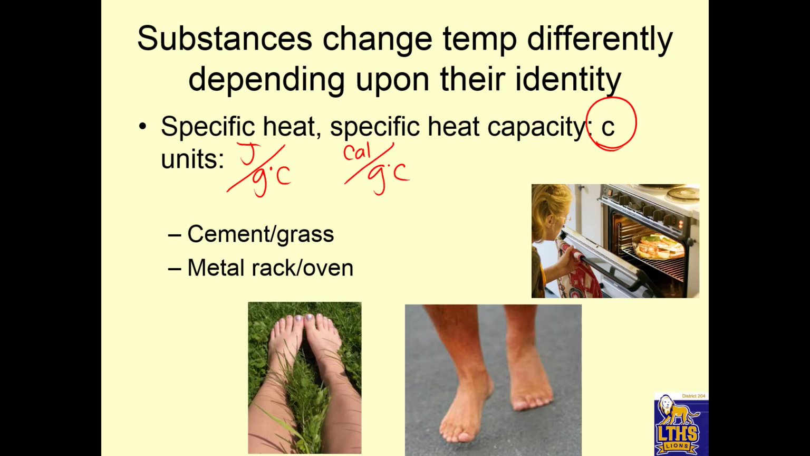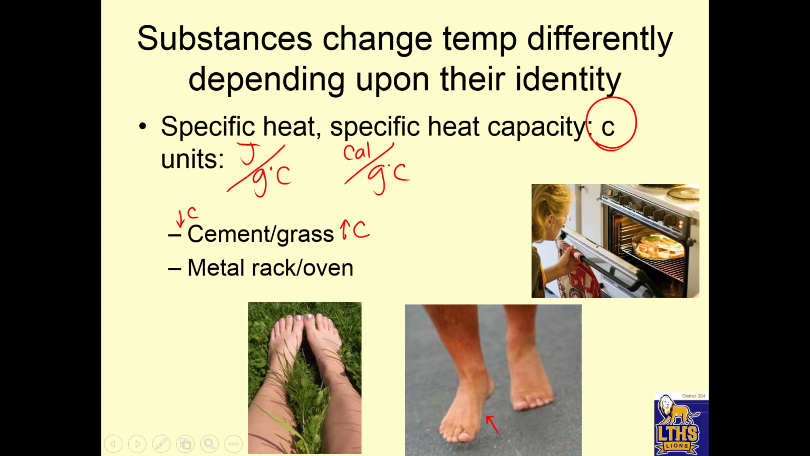If you're standing in the summer on the cement or the grass, which one feels hotter? Well, it's the cement, because the cement transfers its heat more quickly into you. Cement has a lower specific heat, grass has a higher specific heat. So a high specific heat means it transfers heat slowly, so it would be more calories per gram degree Celsius.